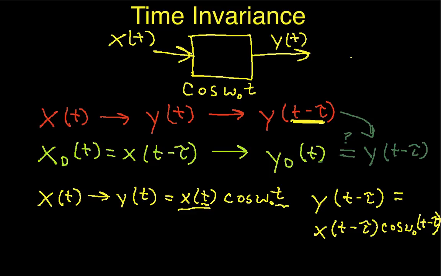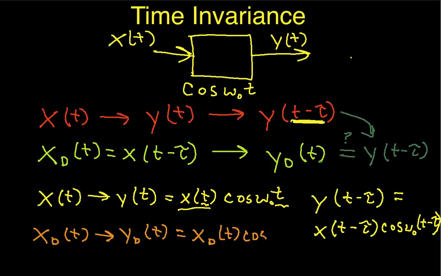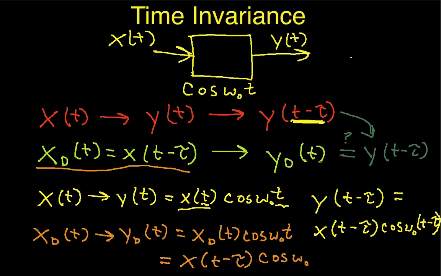Now I do the other thing where I take xd, which gives me a yd. yd is xd times cosine omega 0 t. Okay, so I'm taking xd and I'm just multiplying it by cosine omega 0 t. But xd, that's my delayed signal. xd is x of t minus tau. And this cosine is still here, so cosine omega 0 t.